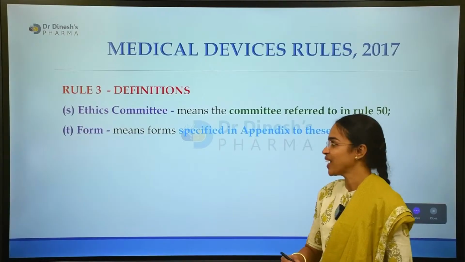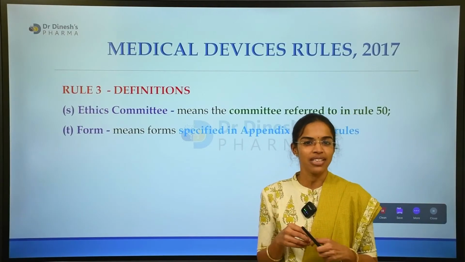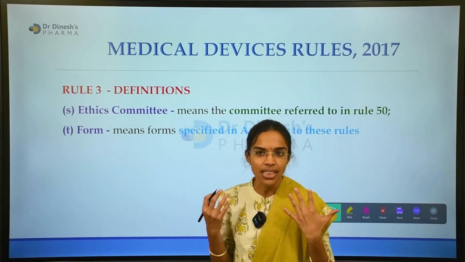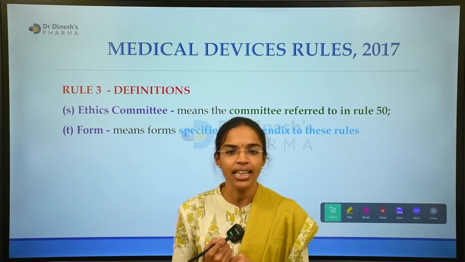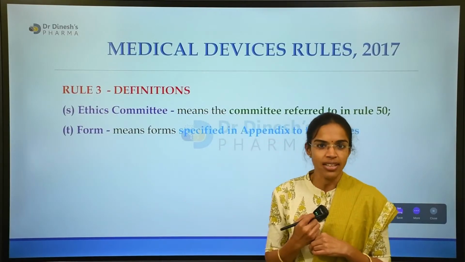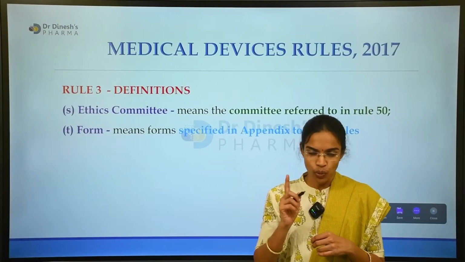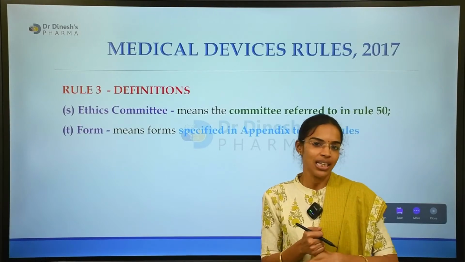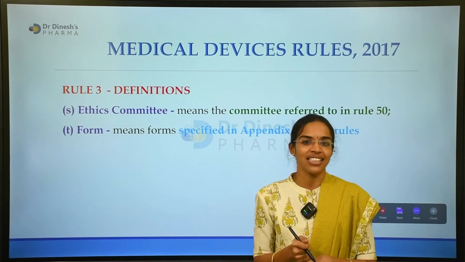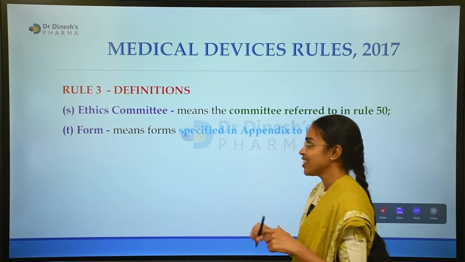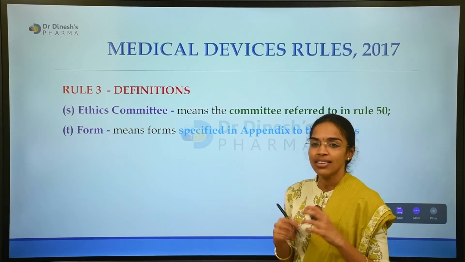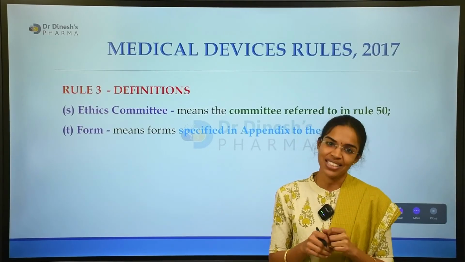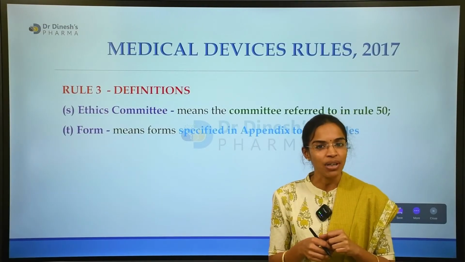Let's start with the session today. As with the previous session, we are dealing with chapter 1. We have discussed in our earlier sessions that this MDR 2017 is divided into 12 chapters with 97 rules. These 97 rules fit into these 12 chapters. Out of that, we are dealing with the insights of chapter 1. We have gone through all the things prior to this, and now come to rule 3S. 3S today is nothing but the ethics committee.